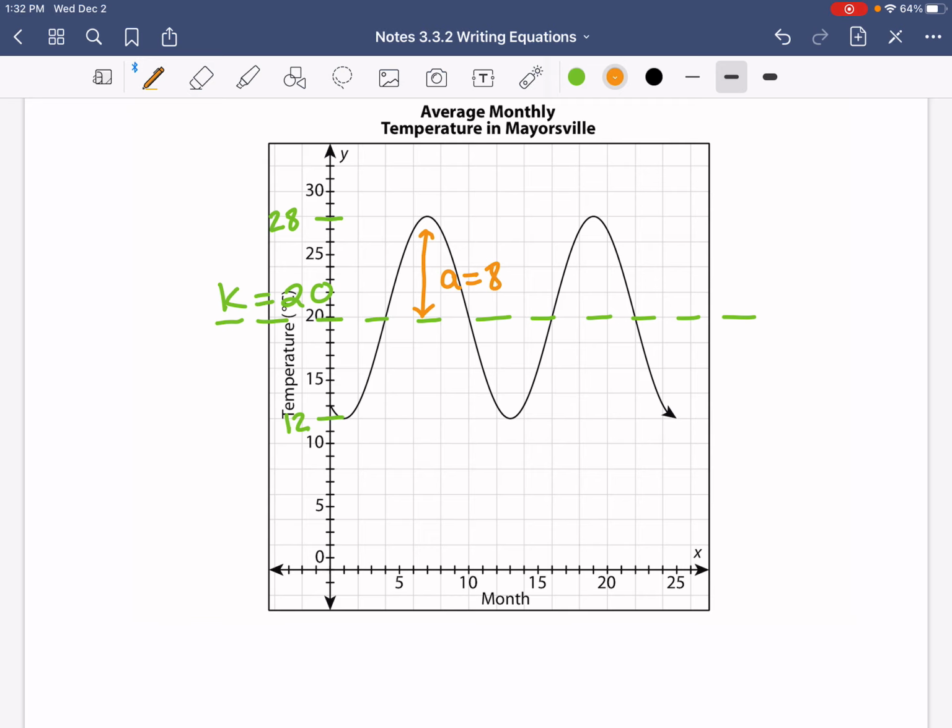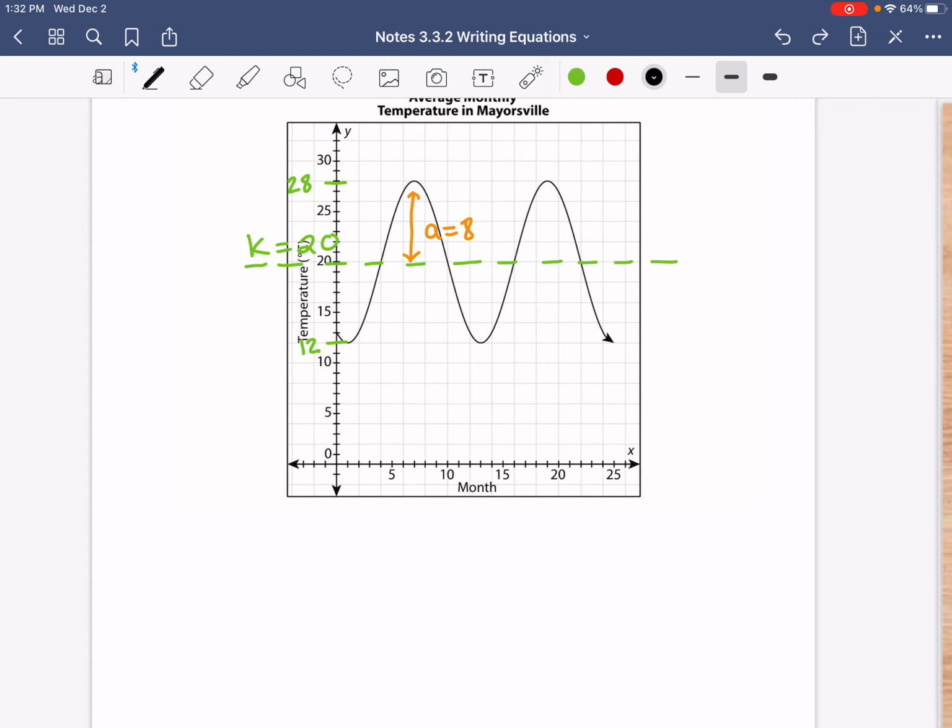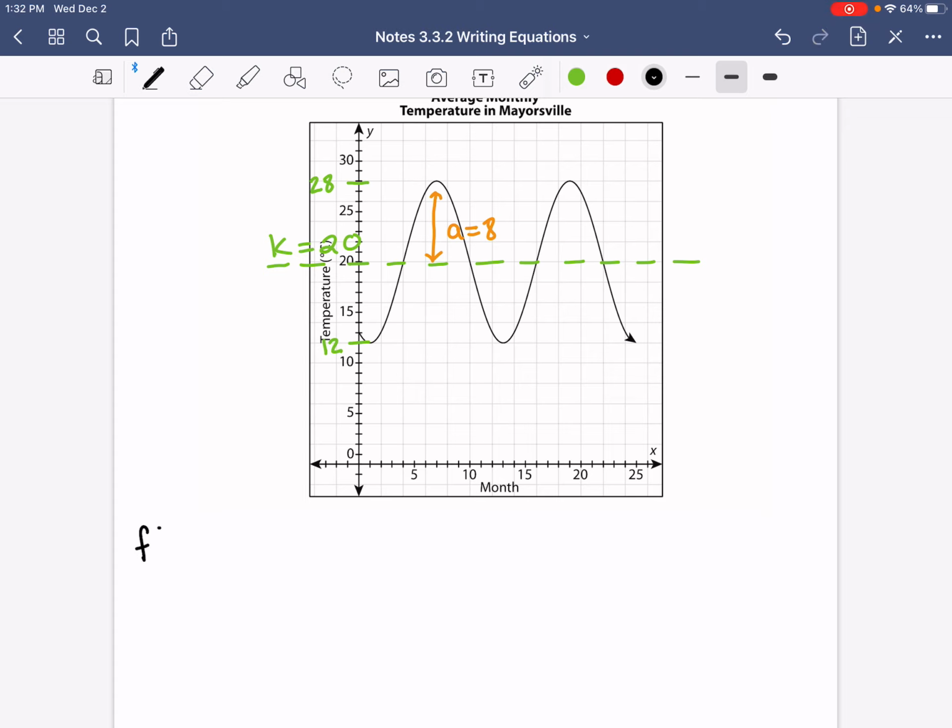So I find those two things first, and now I'm going to decide if I want a sine or cosine curve. I look at my y-intercept. My y-intercept's right here. I am not on the midline, so it is not sine. I am not at the maximum, so it's not cosine. So I can use either one. On your homework, you get to pick which one you want to use. For our notes, I'm just going to write both.